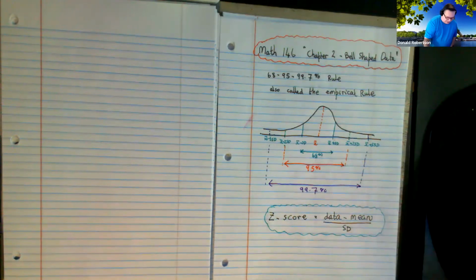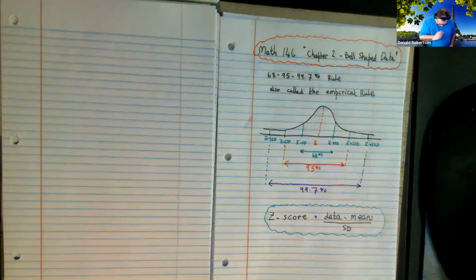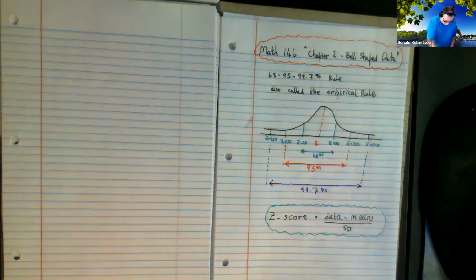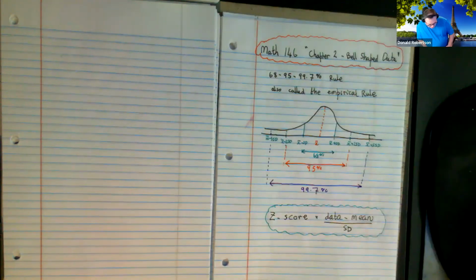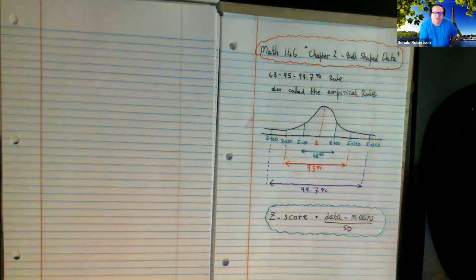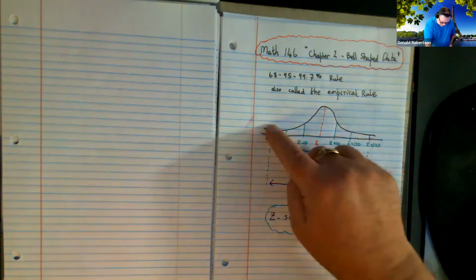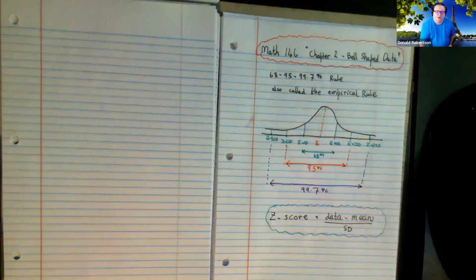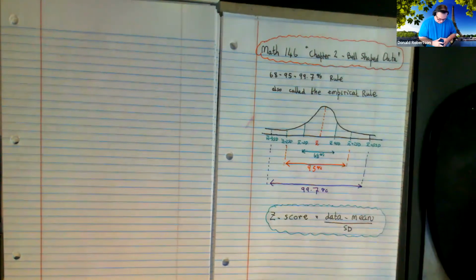Okay. We're on chapter 2, bell-shaped data. It's also called symmetric data, or normal sometimes. And we talked about what is called the empirical rule. Essentially what that says is that if your data has this nice shape to it, then you can understand what percentage of data is in certain ranges.